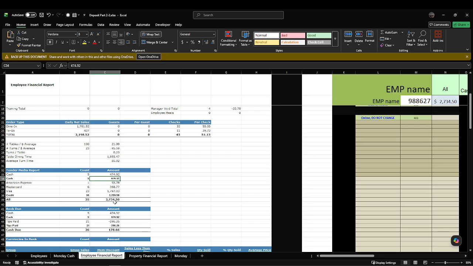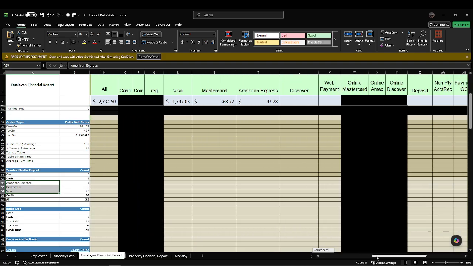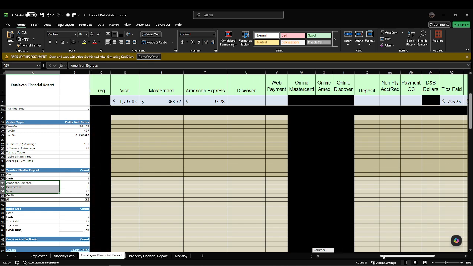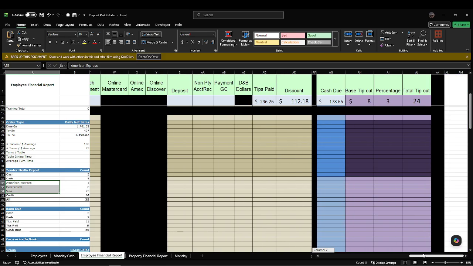So I counted the cash side, but now I need to account for the cards. And as you see, there are different types of cards, and all that needs to be accounted for. And that's what the Excel sheet does. It takes all that over there and takes it over here.